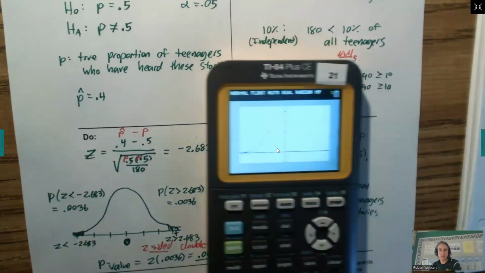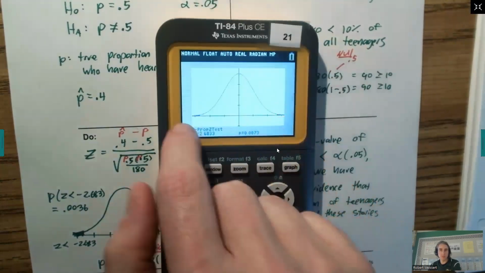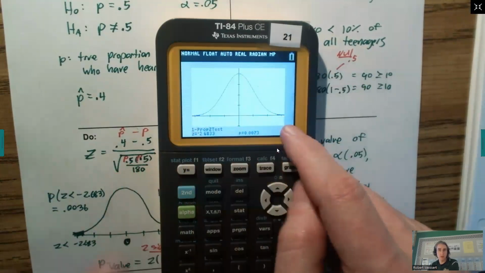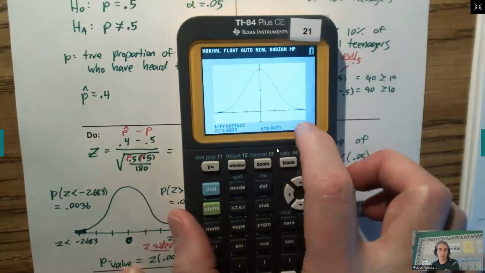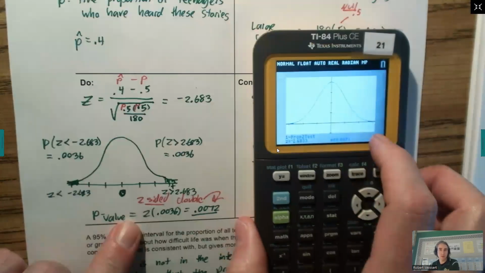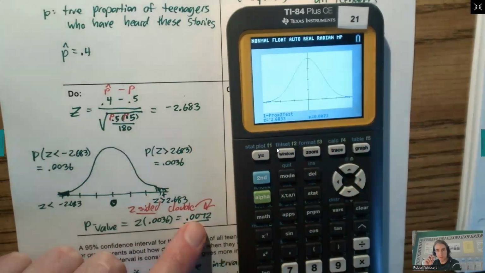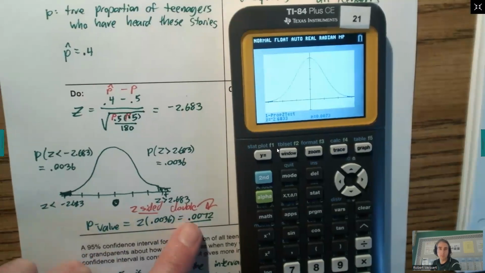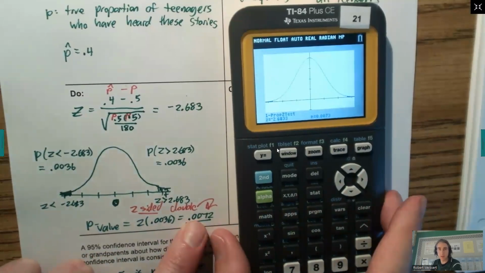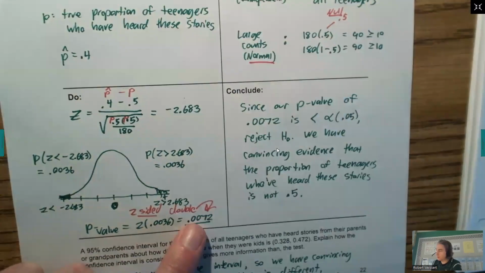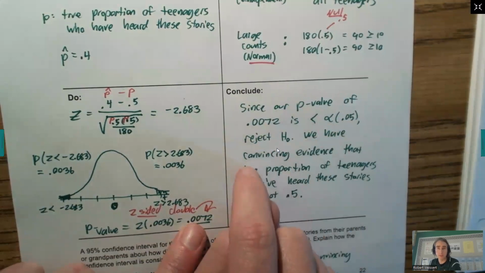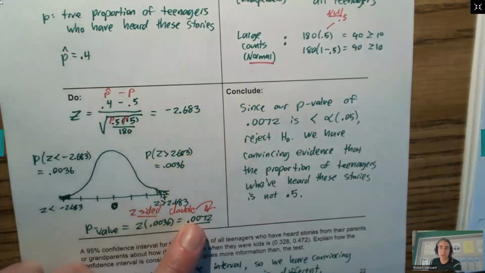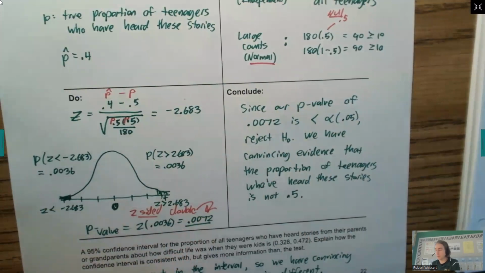And so you can see on that picture here, it's going to give you just a slight shadedness over here and there. And that p-value, my friends, right there is the combination of this plus that. So that's your 0.0073. My calculations were 0.0072. So for all practical purposes, those are identical, okay? So our p-value in this case is very low. So since our p-value is very much smaller than 5%, we're going to reject the null. We have convincing evidence that the proportion of teenagers who've heard these stories is not 50%.